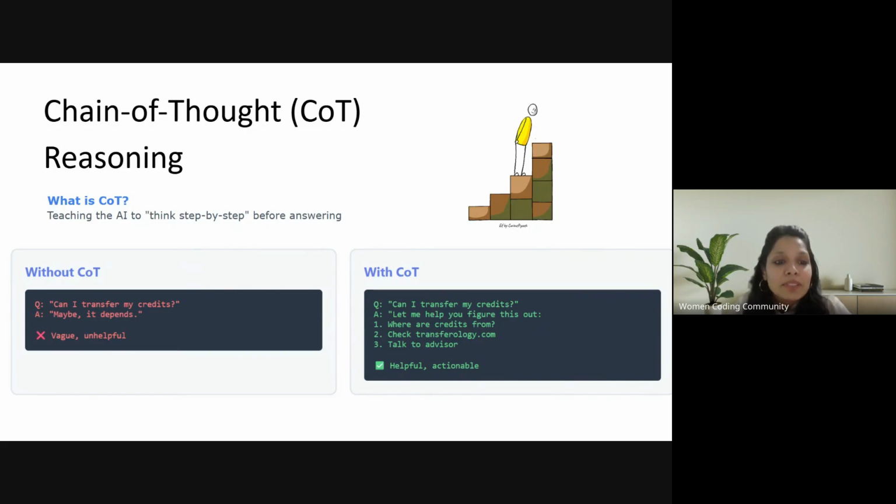In this example, say somebody in a very different application, say a banking application, asks, hey, can I transfer my credit? And the answer in a zero-shot pattern would be, maybe, it depends. And then next time it could be very vague and a very long answer, which would not be helpful.